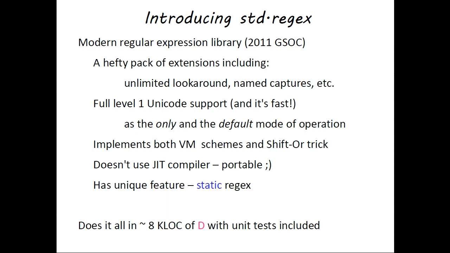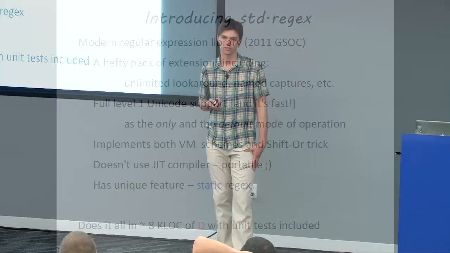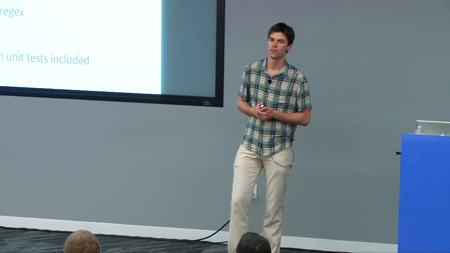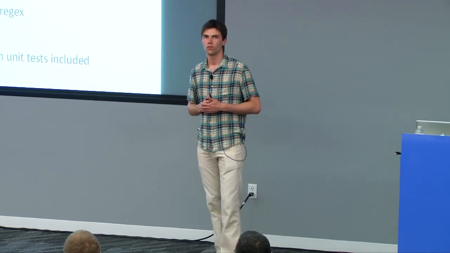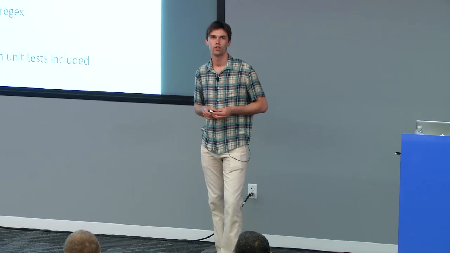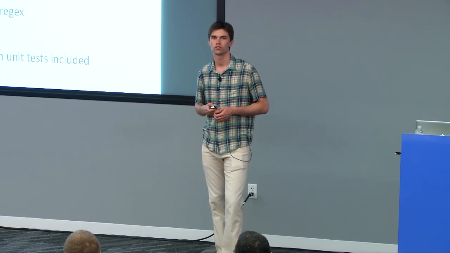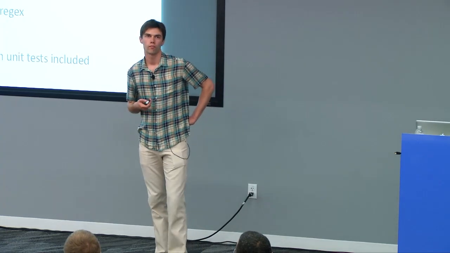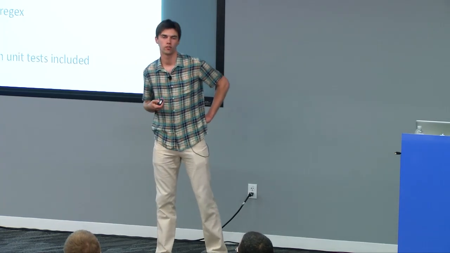There is no point in supporting legacy encodings that are still going, let's say, the way of the dodo. And it implements both schemes that I just showed you. And it uses the shift-or trick to speed up matching. And it doesn't have a JIT compiler, so sorry about that. But it still stays portable. And it has some unique features, like static regex, and we'll get to that later. And it does it in something like 8 kilobytes of code.